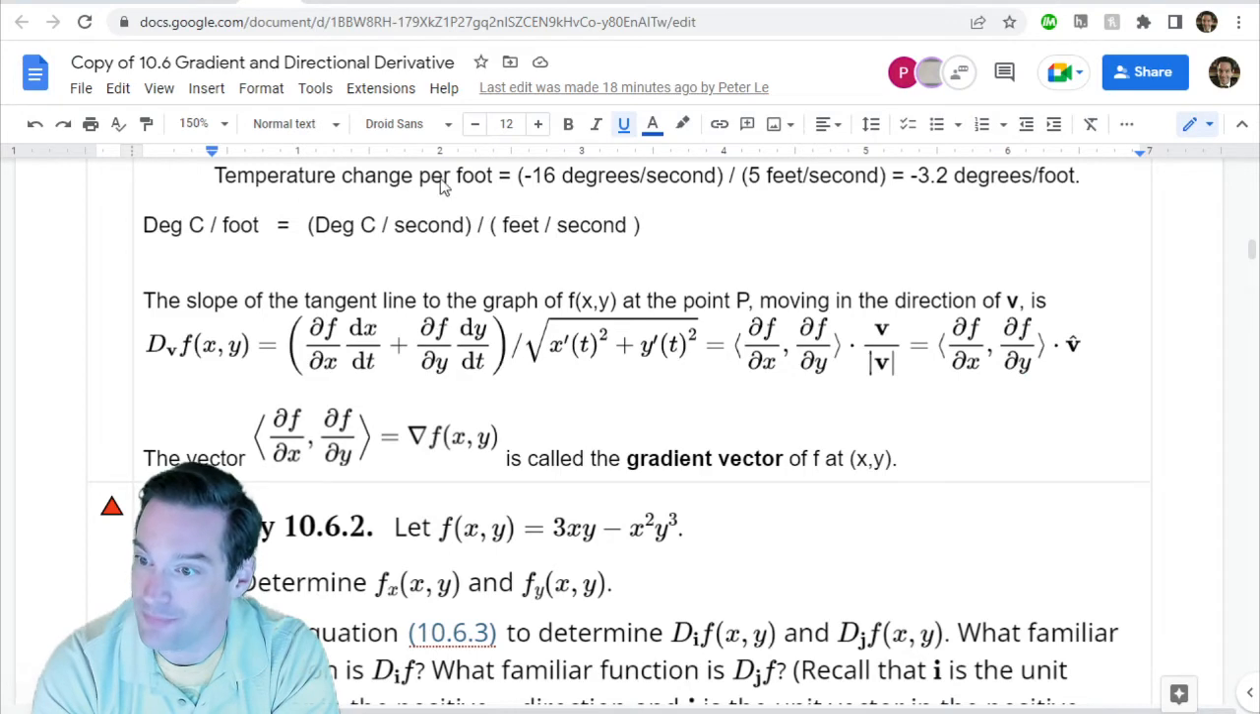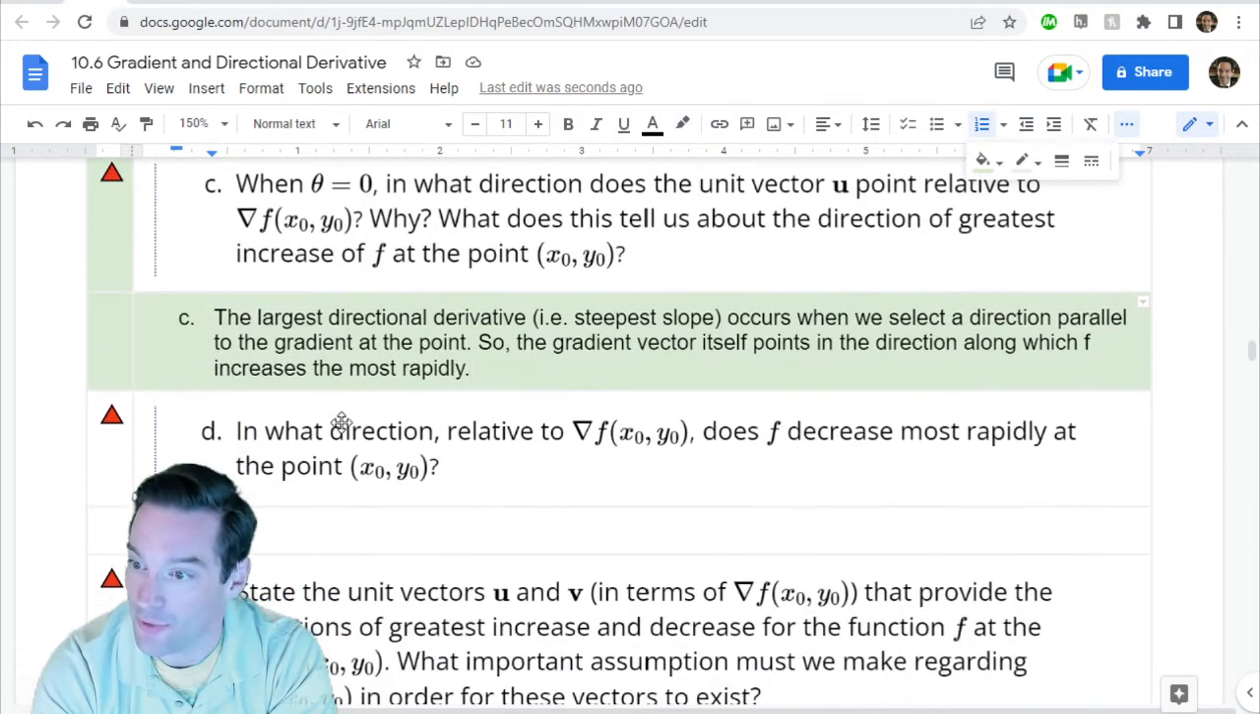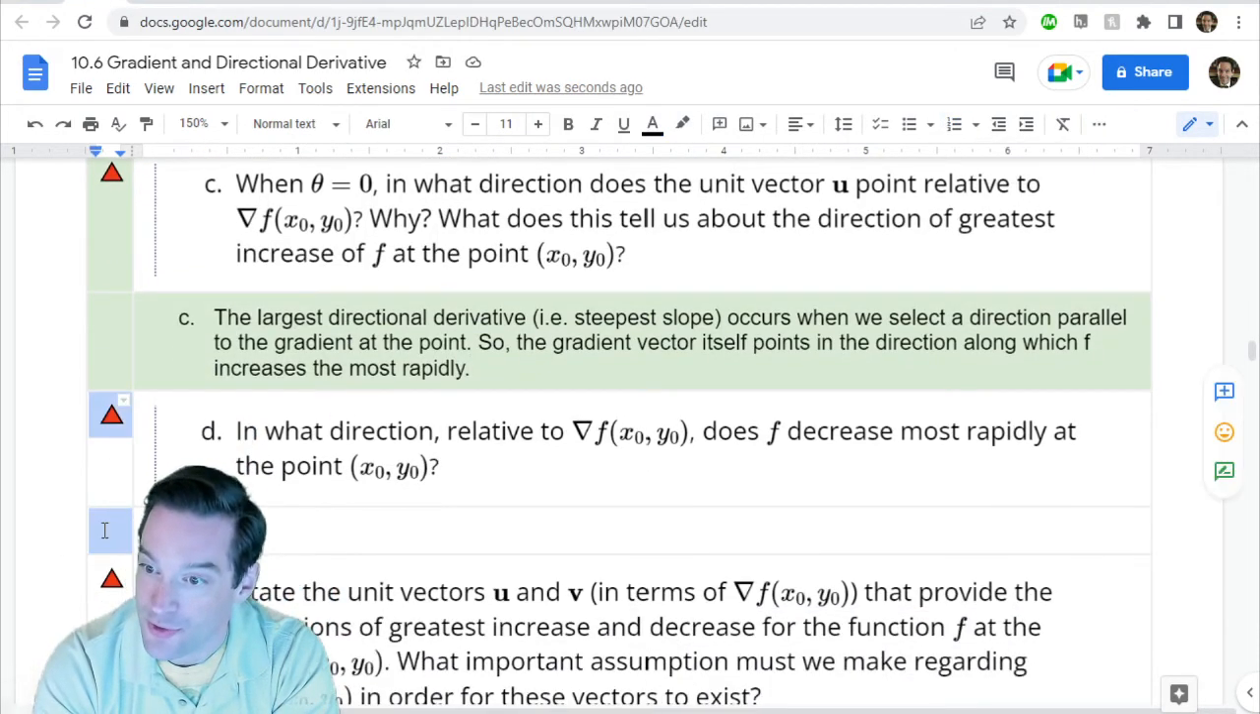Okay. Let me not lose my place here. So here's an interesting question. What direction would be the direction of greatest decrease?